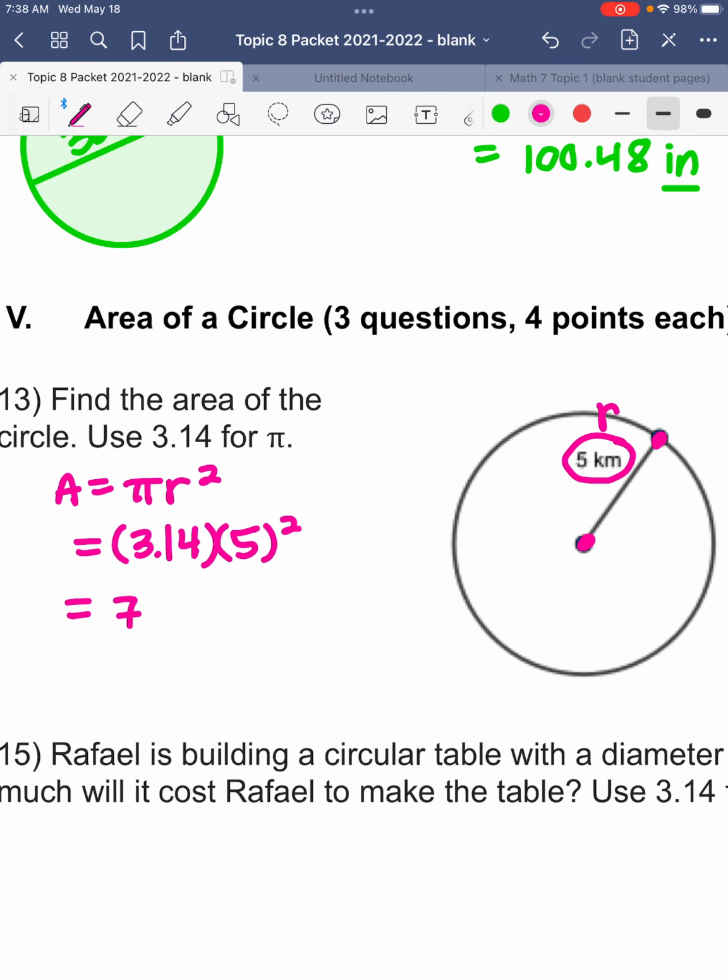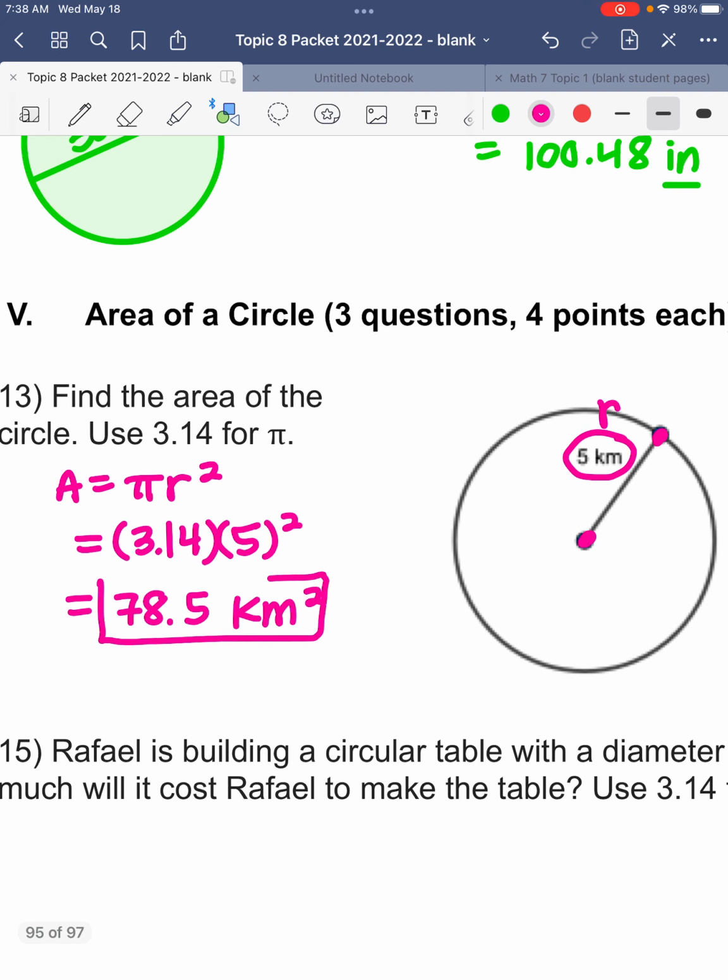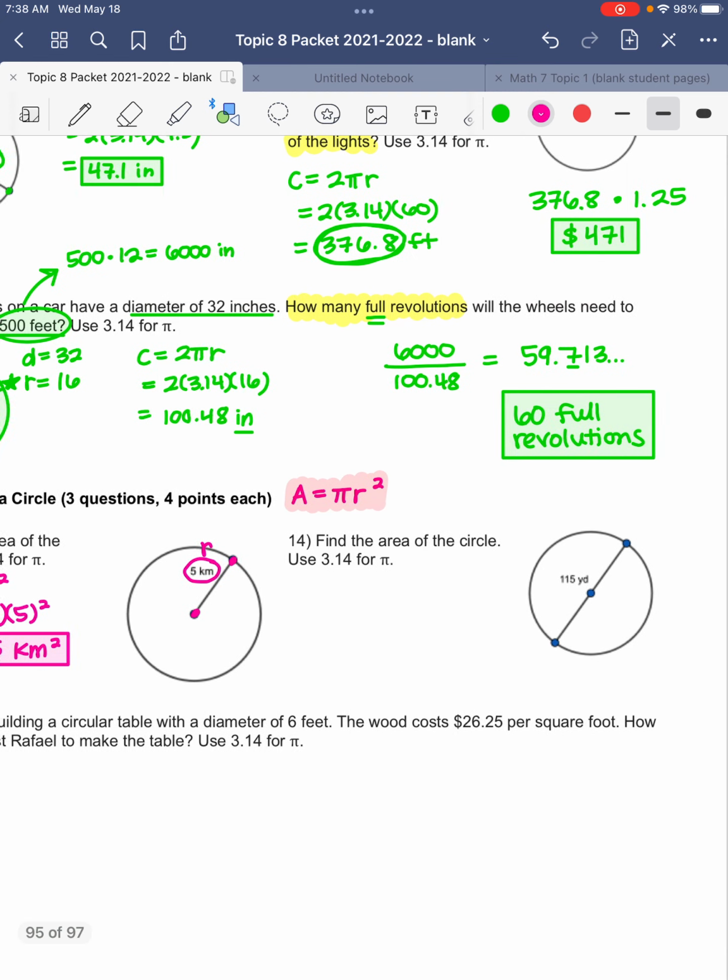So area is 78.5 kilometers squared. Don't forget your units. Anytime we're talking about area, we want to square our units. Okay? Let's move on to number 14.